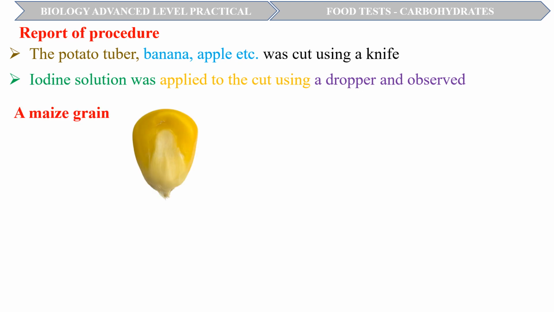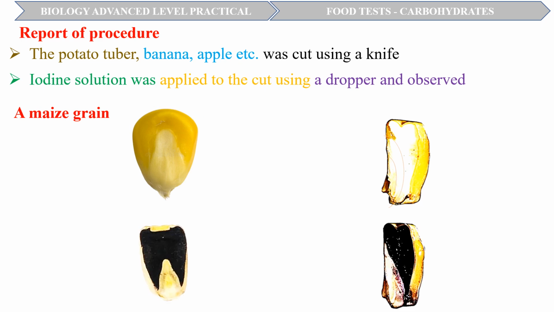For a maize grain, we will be required to evaluate the distribution of starch in the grain. To do this, we need a soaked maize grain to make it soft and easy to cut, and we will be required to make either of 2 cuts. A cut through the median plane to give 2 halves, or a cut by the side. The cut grain is then dipped in iodine solution and removed, then observed.